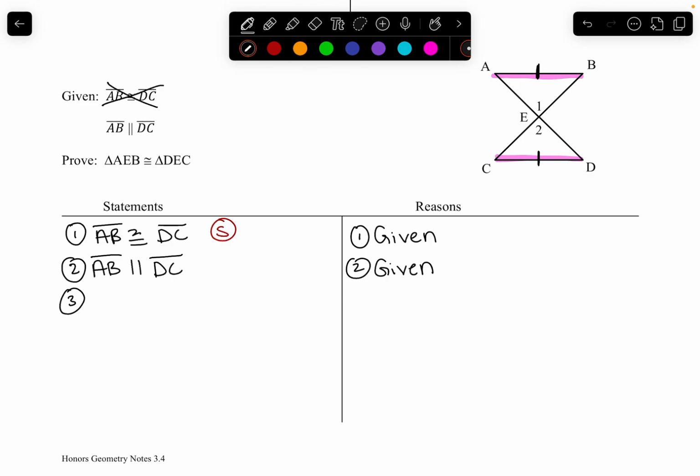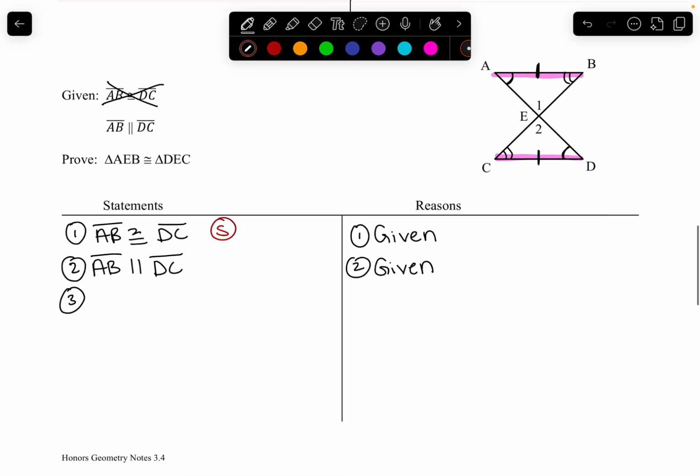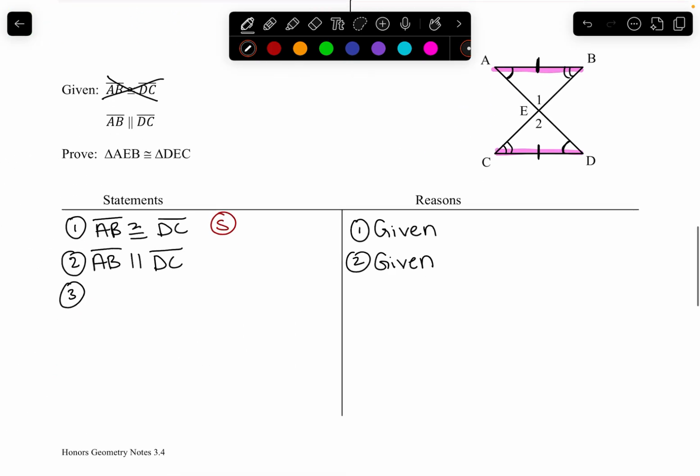So since A and B are parallel, since line AB is parallel to DC, I'm looking for angle pairs. So I can go ahead and say that angle A is congruent to angle D. But what I can also say is that angle B is congruent to angle C, and I can mark both of those true at the same time. So on line 3, I can say that angle A is congruent to angle D, and I can say that angle B is congruent to angle C. And that gives me 2 angles right off the bat.